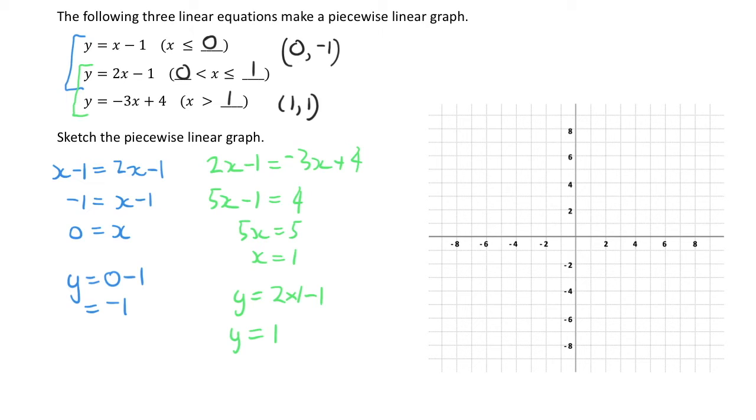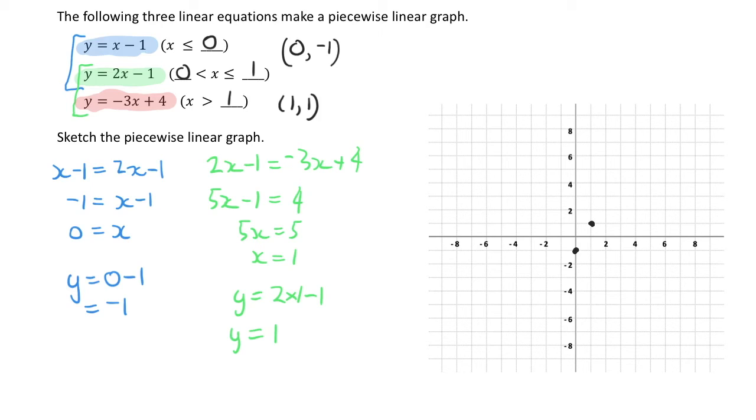Now that I've got my domains and I know my intersection points, I can go ahead and graph that onto the Cartesian plane. My first equation is y is equal to x minus 1. My second equation will be y is equal to 2x minus 1. And my third equation is going to be y is equal to negative 3x plus 4. The first step in graphing, once I know the intersection points, is to mark them onto the Cartesian plane. So (0, negative 1) and (1, 1). After I've done that, I can go ahead and add in my three lines.